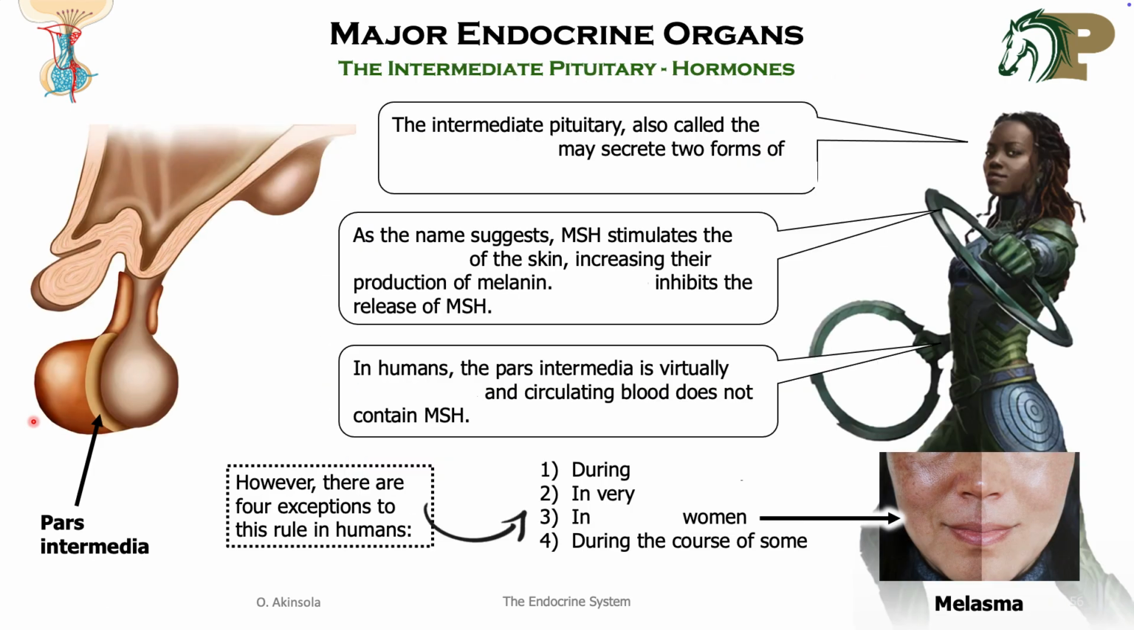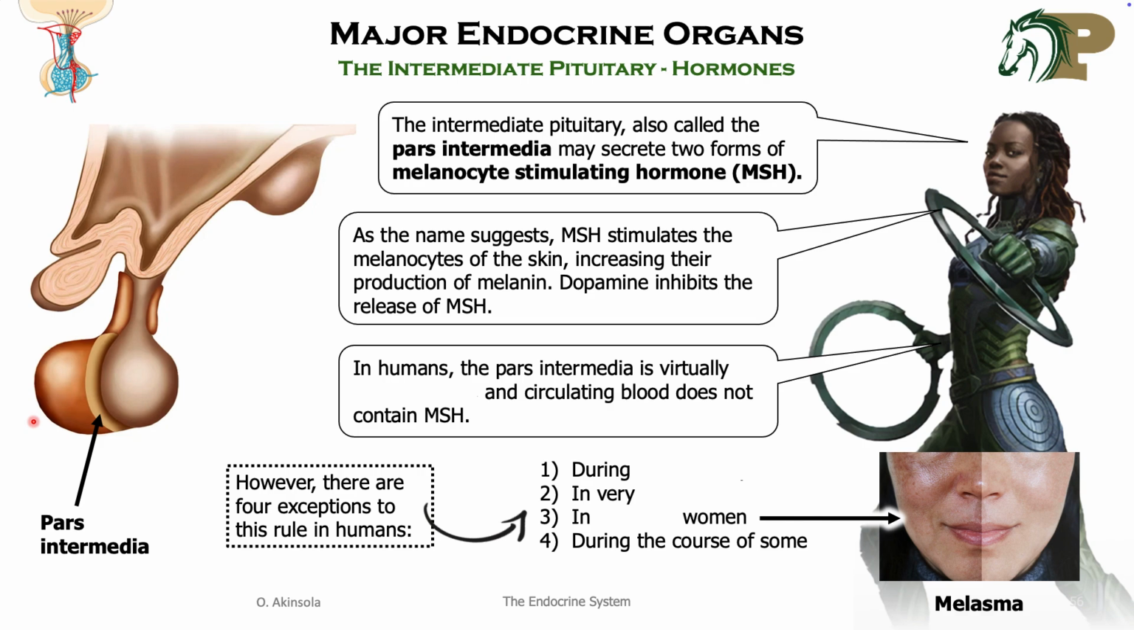All right, in between the anterior and posterior pituitary, we have the intermediate pituitary, also called the pars intermedia. This secretes two forms of melanocyte stimulating hormone, or MSH. As the name suggests, MSH is going to stimulate melanocytes of the skin, increasing their production of melanin. So this is a hormonal pattern that we see here. Dopamine, which is a catecholamine, will inhibit the release of MSH.